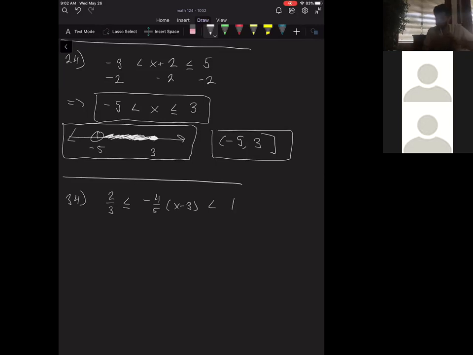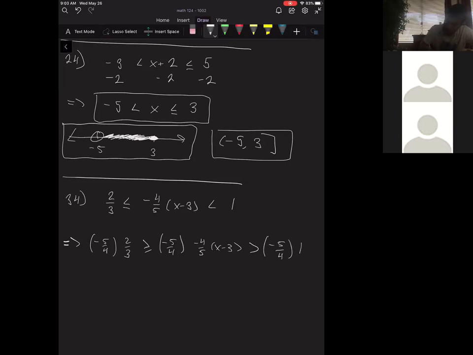The first thing we can do is multiply everything by minus 5 over 4. Let's rewrite the problem. We're going to multiply by minus 5 over 4 because we want that 4 over 5 to cancel in the middle. So minus 5 over 4 times 2 over 3. And we're multiplying everything by a negative, so we need to switch the signs. This sign's going to switch, minus 5 over 4. This sign's also going to switch, and then minus 5 over 4.